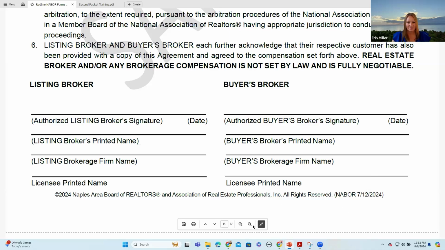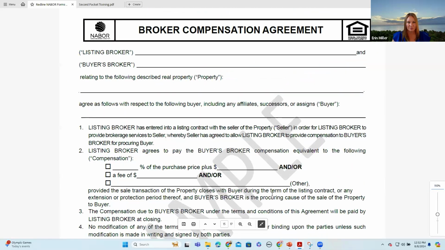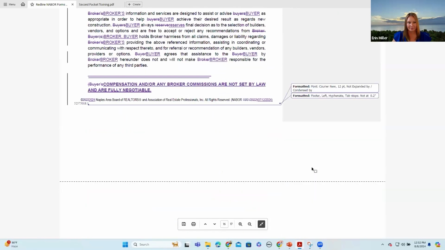So again, this form is a compensation agreement between brokers to document the agreement by a listing broker to pay a buyer's broker compensation, provided that the listing broker, in their listing agreement with the seller, elected to pay buyer broker compensation. This is how we're going to document that between the parties.